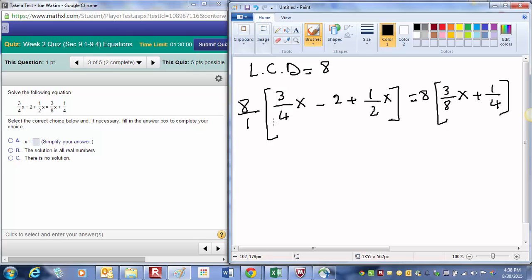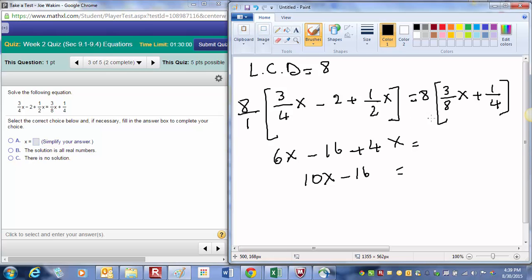So this is what we call reducing a fraction. When you divide the numerator and denominator by the same number, in this case we're dividing up and down by 4. So that would be 2 times 3x. That's a 6x. That is left from this one. 8 times negative 2 is negative 16. 8 times 1/2 x, again 2 by 2 is 1, 8 by 2 is 4, 4 times x, that's a 4x. Of course we can combine these two. 6 plus 4 is 10x minus 16. That's my left hand side.